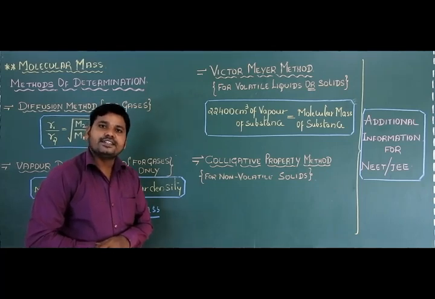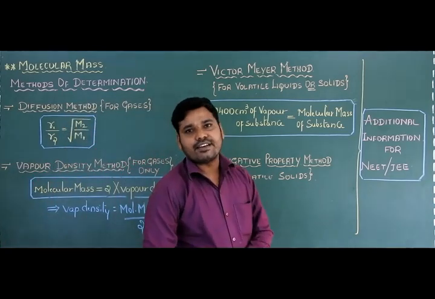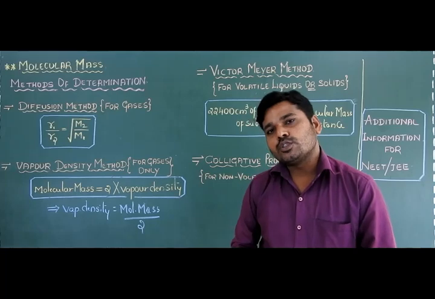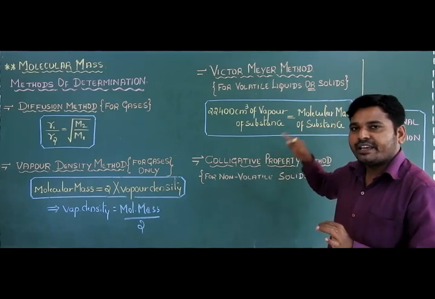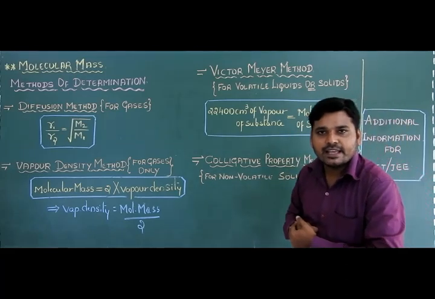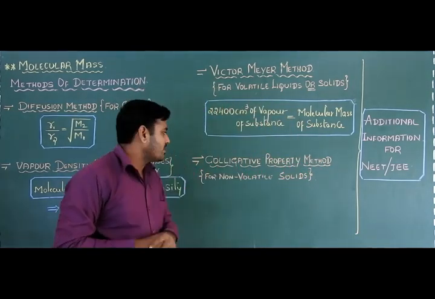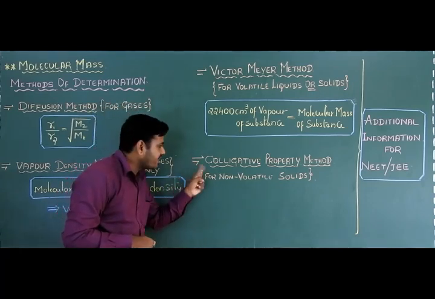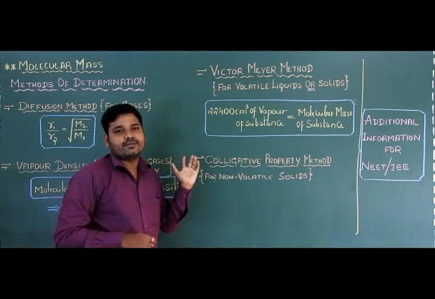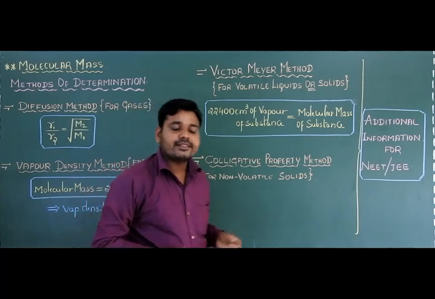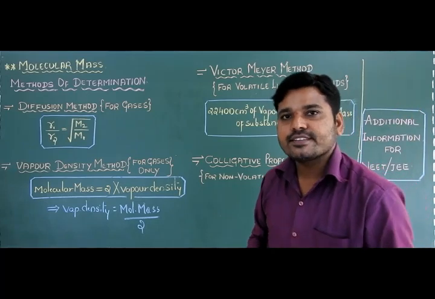So the first method is the diffusion method, which is applicable for gaseous substances. The second one is called the vapor density method, which is also applicable only for gaseous substances. The third one is called Victor-Meyer's method, and this method is applicable for volatile liquids or volatile solid substances. And the last method is called the colligative property method, and it is applicable for non-volatile solid substances. Students, okay, so all these are methods of determination of molecular mass of the chemical substance. Is there any doubt in this concept?